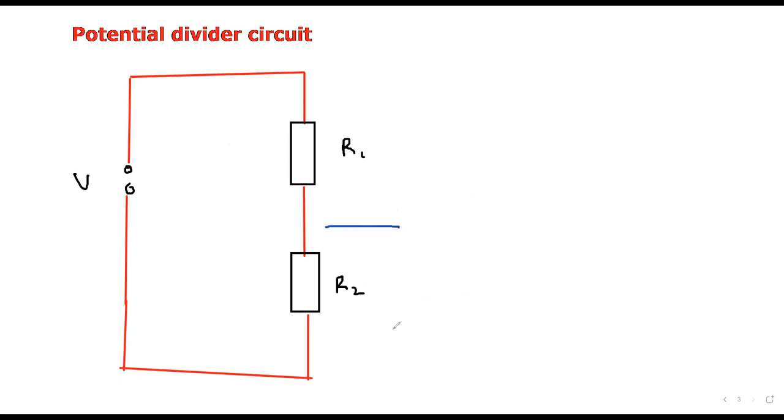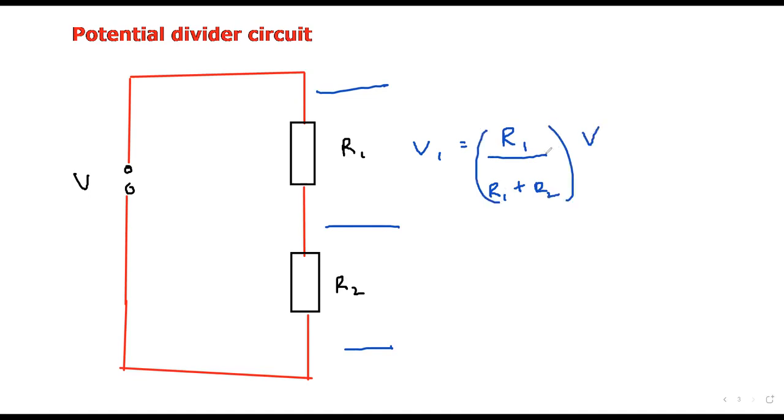If I need the voltage across the first component, V1 equals the resistance of that part divided by the sum of the resistances, multiplied by the total voltage V. That's the formula to get the voltage across the first component. If I need the voltage across the second component, V2 equals the resistance of that part divided by the sum of the resistances of the two components, multiplied by the total voltage V.